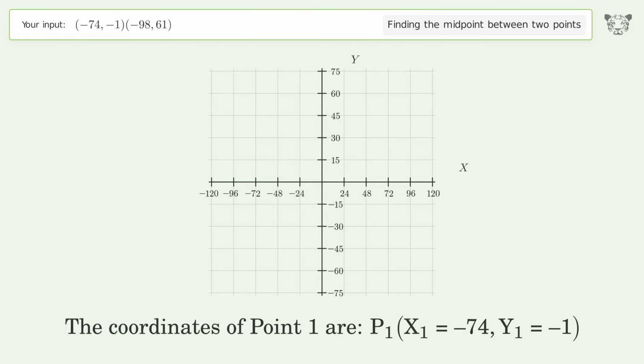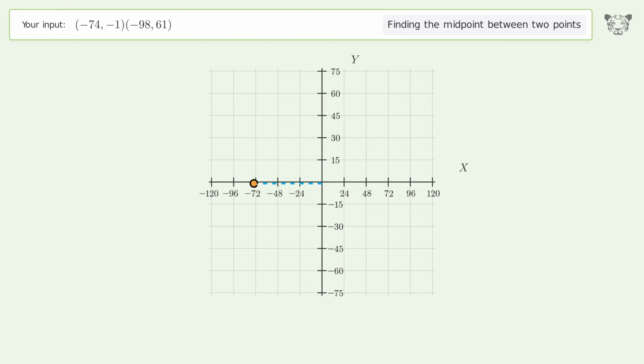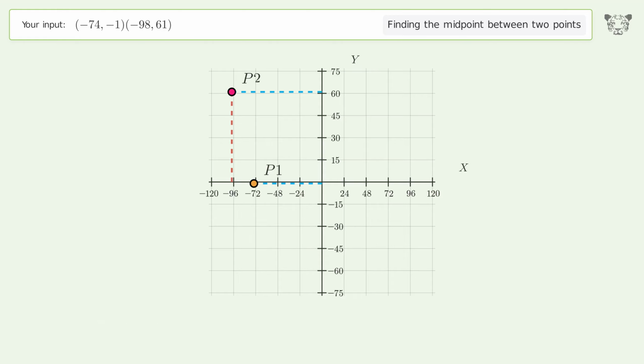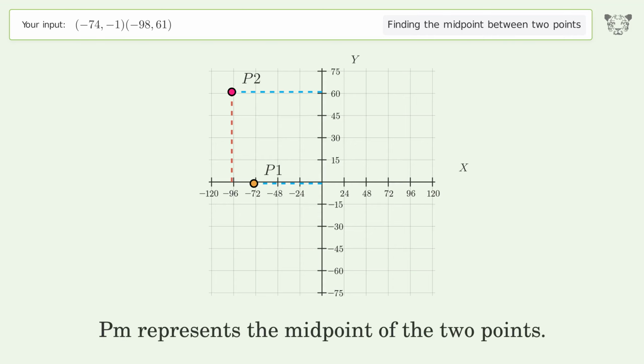The coordinates of point 1 are, x1 equals negative 74, y1 equals negative 1. The coordinates of point 2 are, x2 equals negative 98, y2 equals 61. PM represents the midpoint of the 2 points.